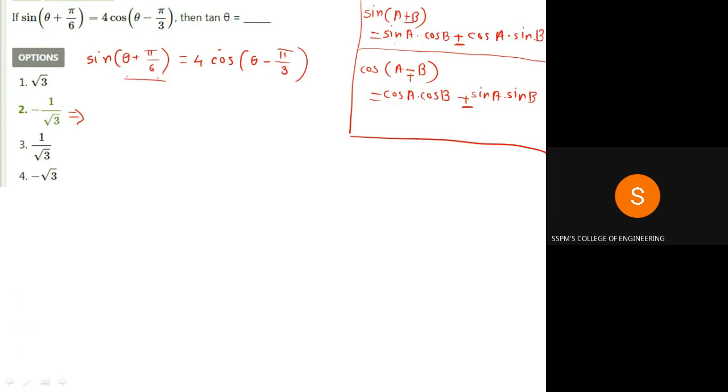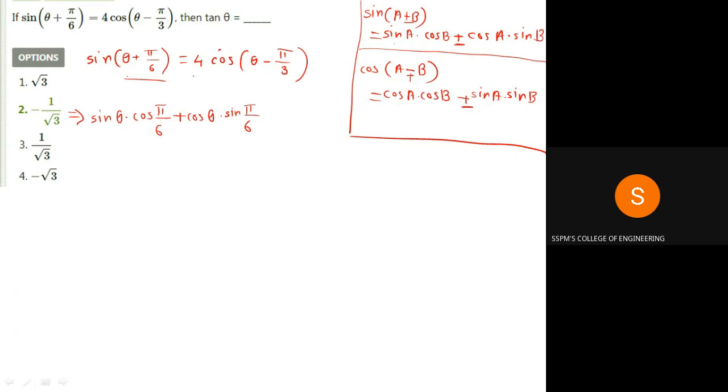If we are using these values, then it is sine of theta into cos pi by 6 plus cos of theta into sine pi by 6. This is the left hand side that we have solved.